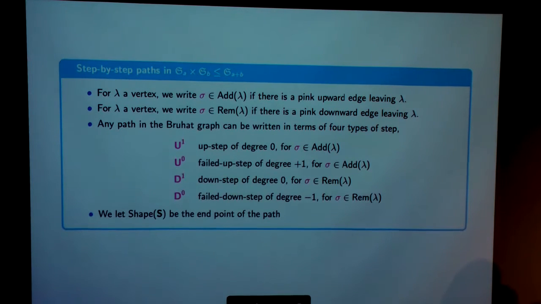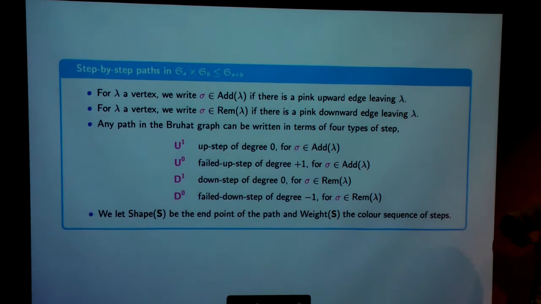And we're going to let the shape of the path be the point at which it terminates, when I folded it up, and the weight be the color sequence of steps done in turn to create the path. All of the paths we've seen so far were of shape Tx. They went like so. That was the weight. So let's draw a picture. So I think I'll do one more slide and then I'll pause for thought.